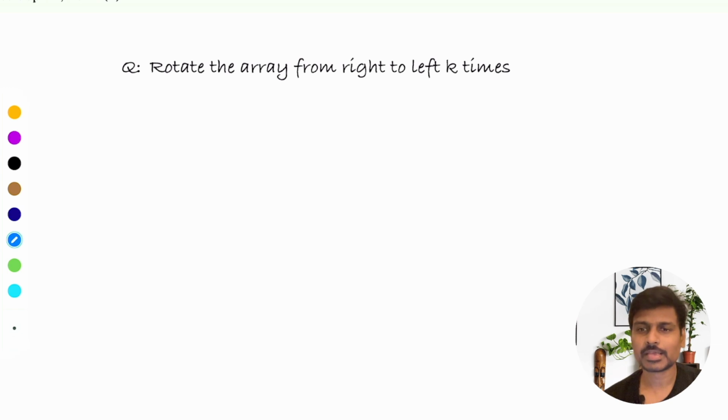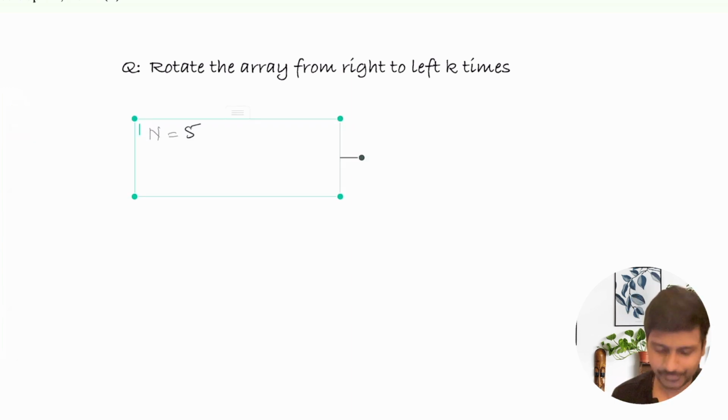Hello everyone. Today we will be looking at another very interesting problem, which is rotate the array from right to left k times. So let's understand this problem a little bit more. Let's say, for example, the input is given as n equal to 5 and the array is given as 1, 2, 3, 4 and 5, and let's say we have to rotate it 2 times, right? So k is given as 2, right? So this is the input given.